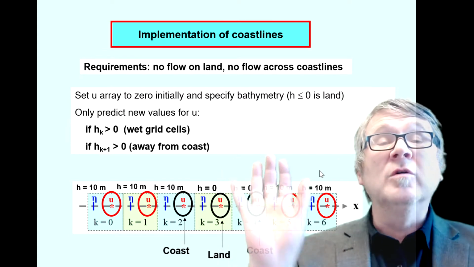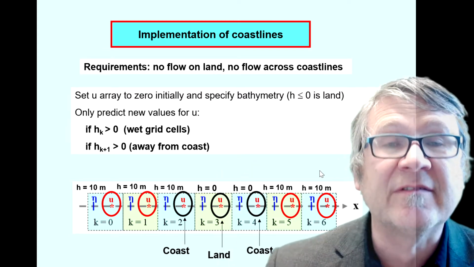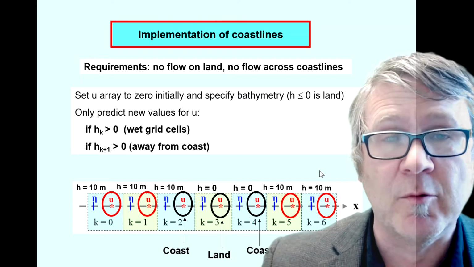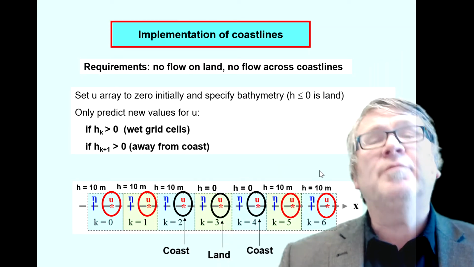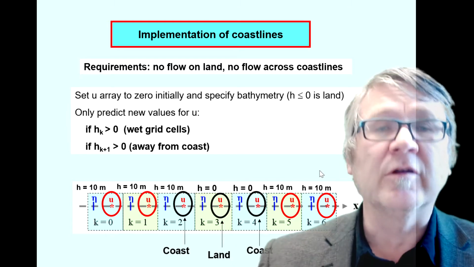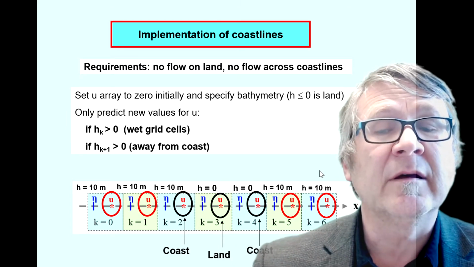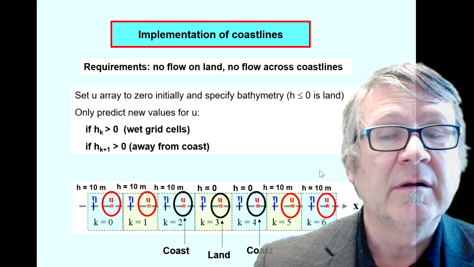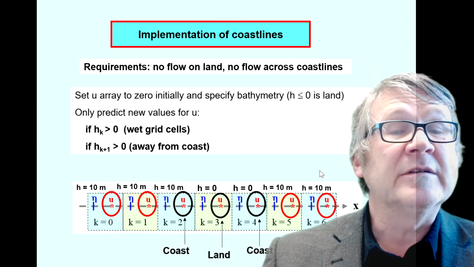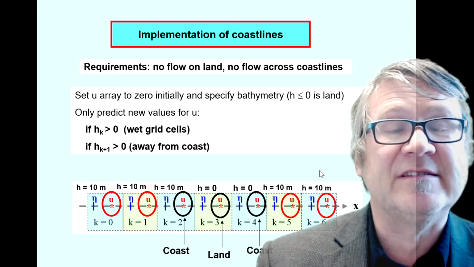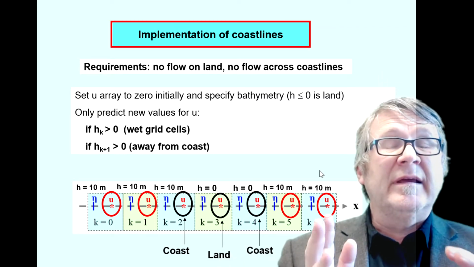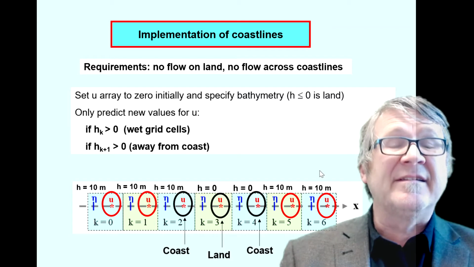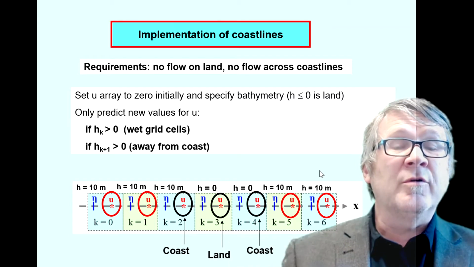So what you also do initially is you set the velocity to 0 everywhere. And you only predict the new velocity if you're in a wet grid cell. So not on land, it always stays 0. And also not if there's land on the right.